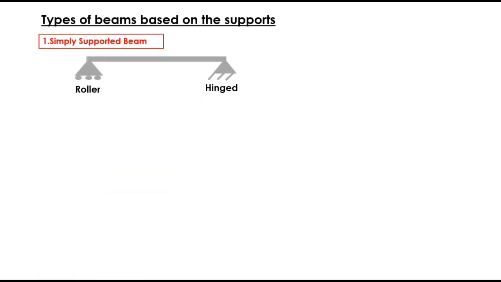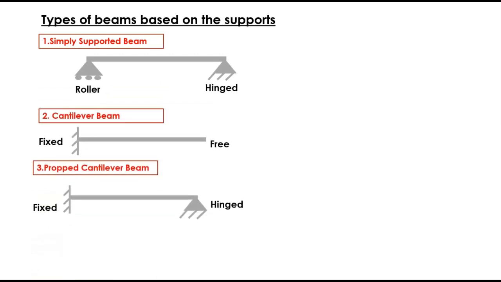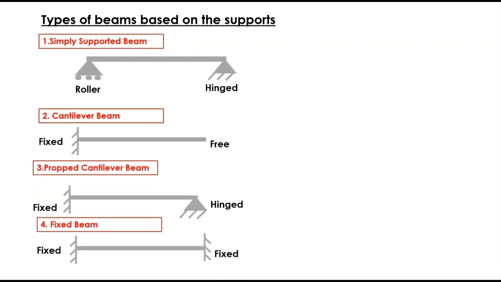Now types of beams based on the supports. There is simply supported beam, cantilever beam, propped cantilever beam, and fixed beam. In a simply supported beam, there is one roller and a hinge support. In a cantilever beam, there is one fixed and a free support. In a propped cantilever beam, there is one fixed and one hinged support. And in a fixed beam, both the supports are fixed.